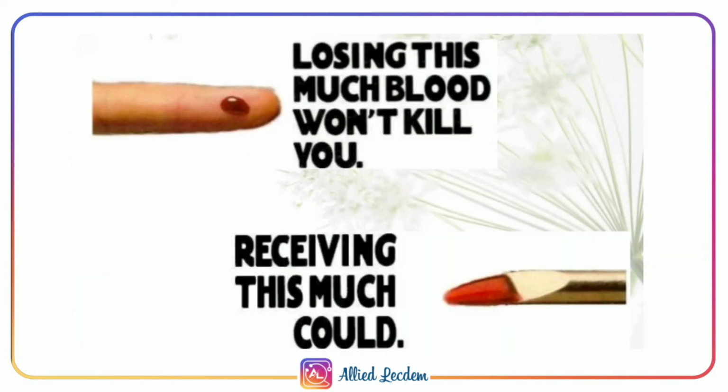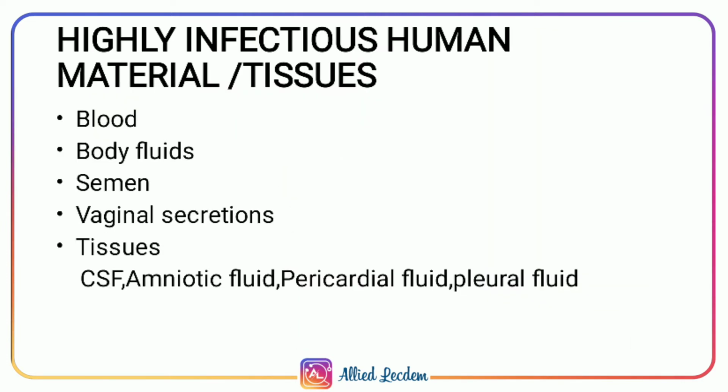Losing this much blood won't kill you, but receiving this much could. It's an important note. Highly infectious human materials or tissues: blood, body fluids, semen, vaginal secretion, tissues, CSF, amniotic fluid, pericardial fluid, pleural fluid.